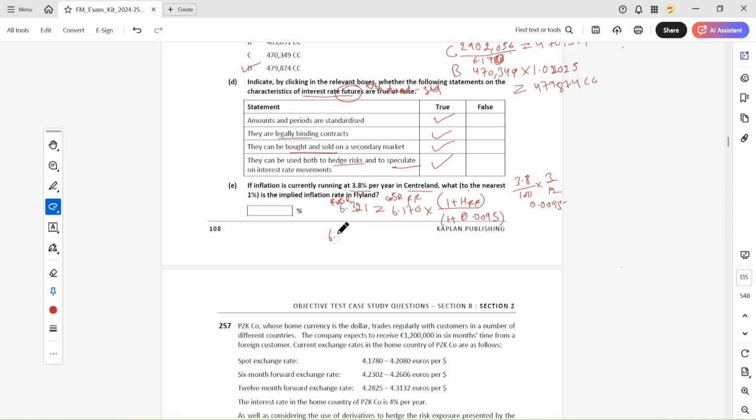So 6.321 divided by 6.170 gives 1.0245. Then we have to multiply it by this.